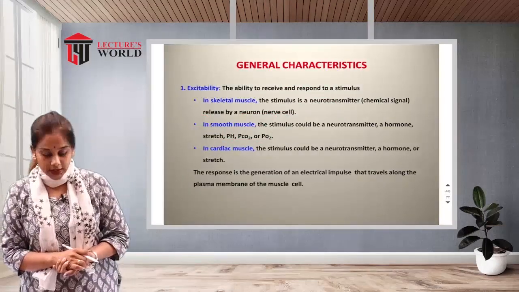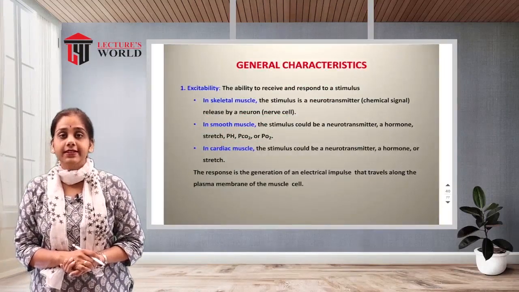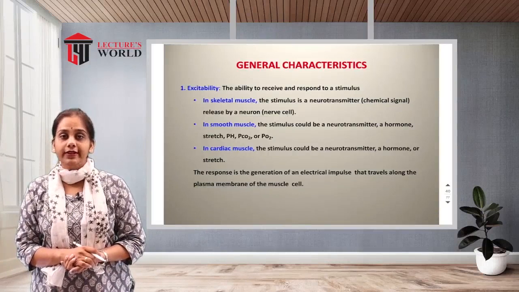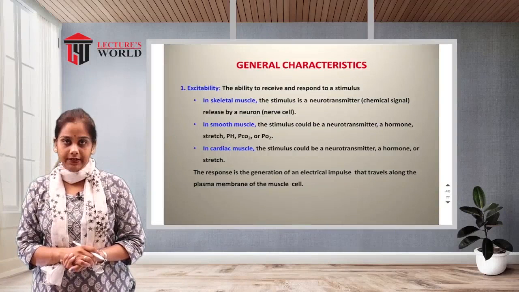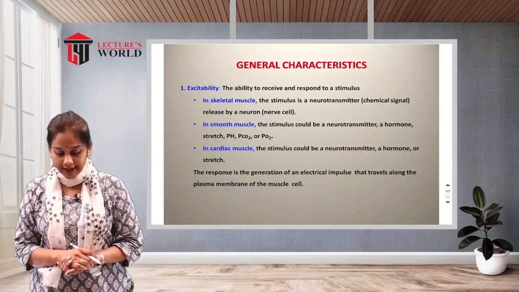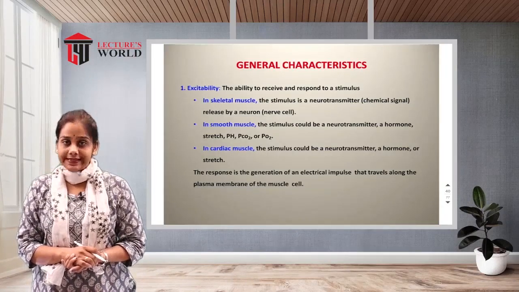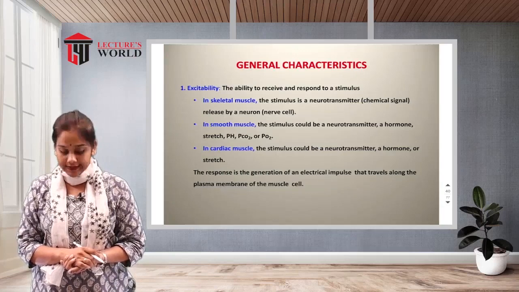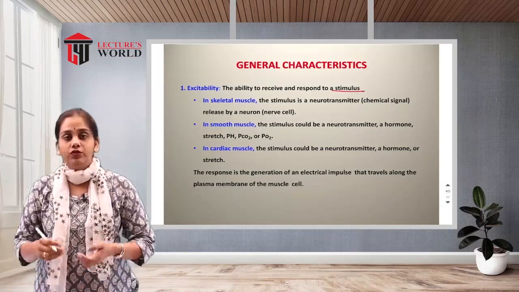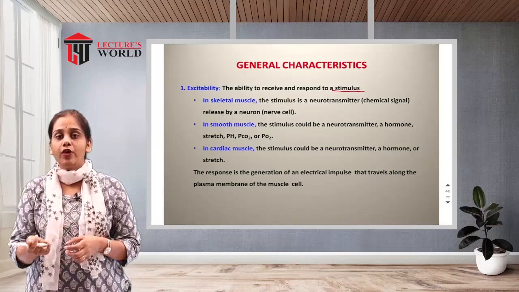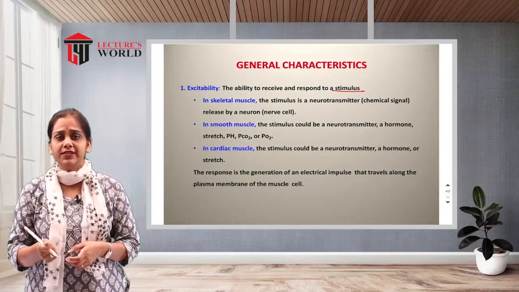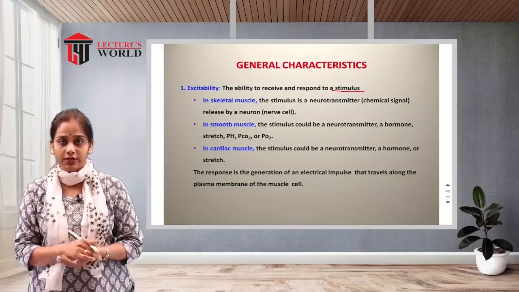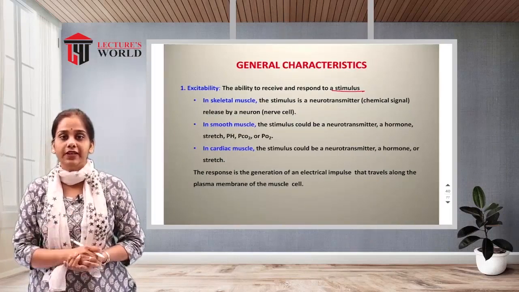Now let us see the general characteristics of muscular tissue. The first one is excitability. What is excitability? The ability to receive as well as respond to a stimulus. Towards a particular stimulus, our body or muscle can react and give a reaction. That is the excitability of the muscles.